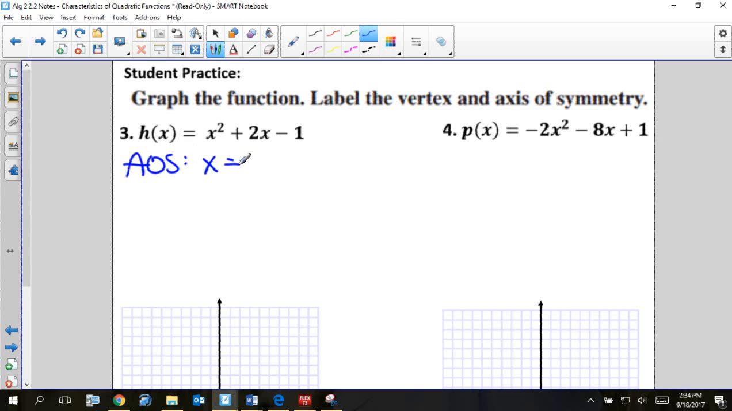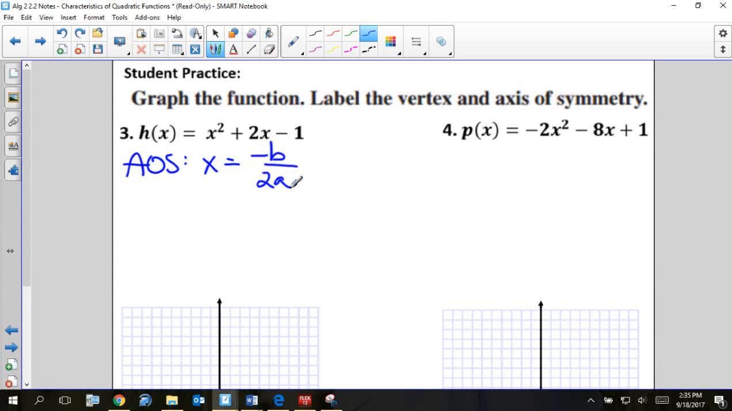What's the formula? X equals... Let's try that again. X equals... Anybody who's not saying anything, try it together as a class. X equals... If you don't know it, you got to say it every time. Negative b over 2a. It has to be memorized.